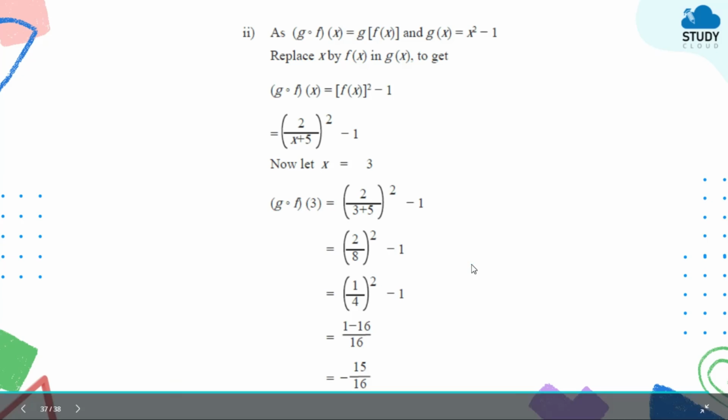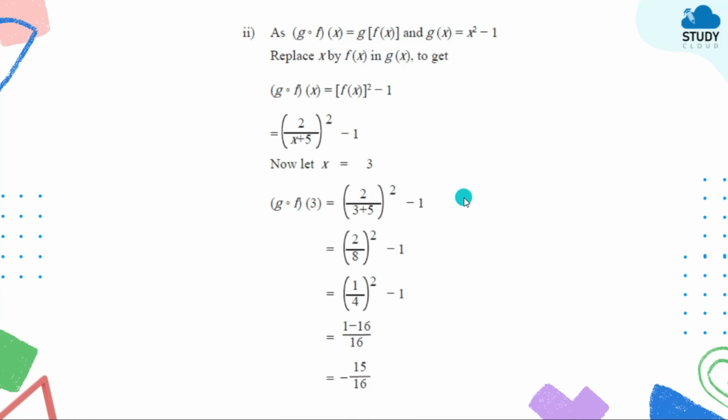So the sums are very easy and all these are important for your exams.